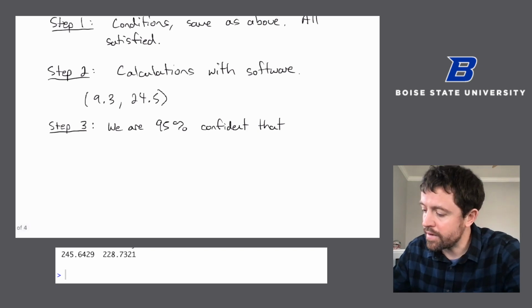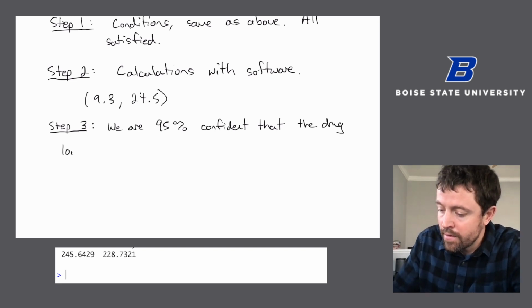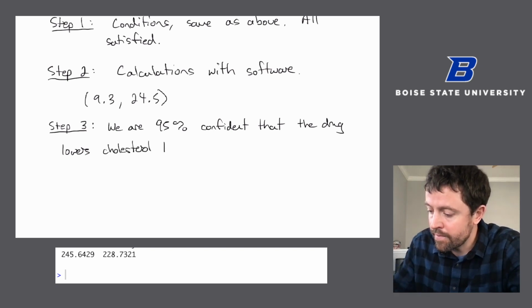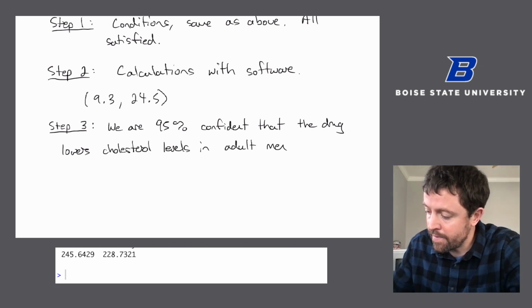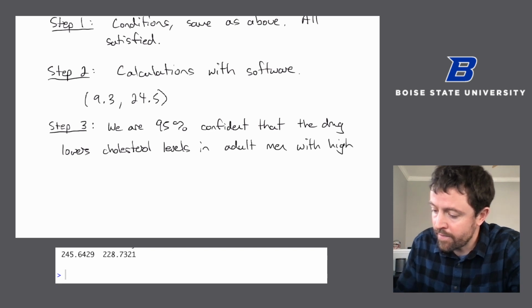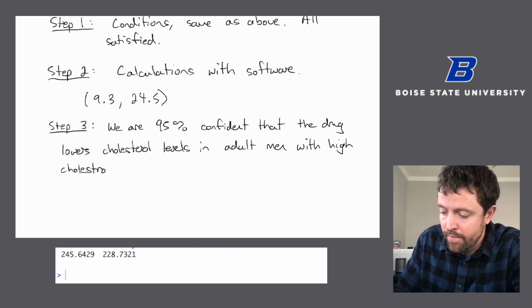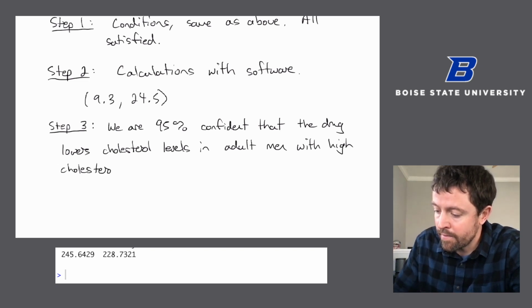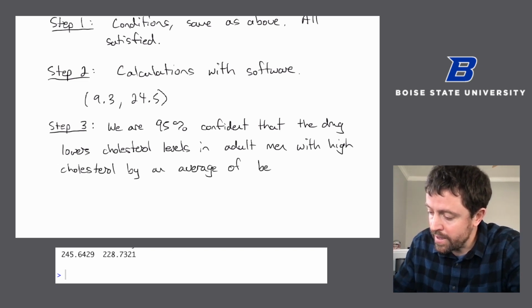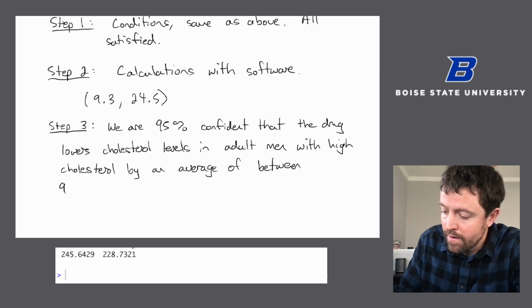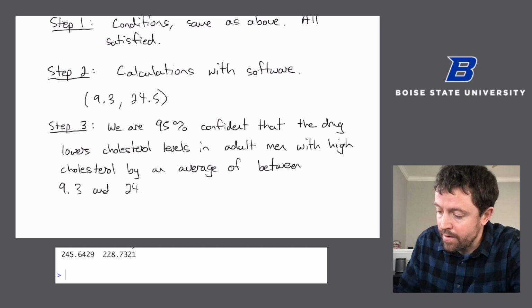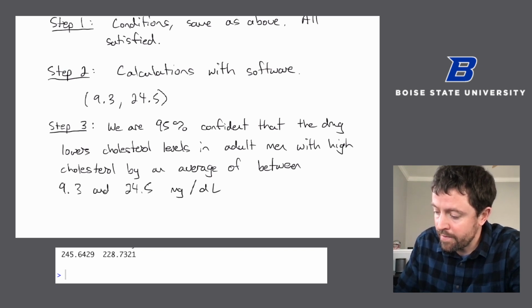So we are 95% confident that the drug lowers cholesterol levels in adult men with high cholesterol by an average of between 9.3 and 24.5 milligrams per deciliter.